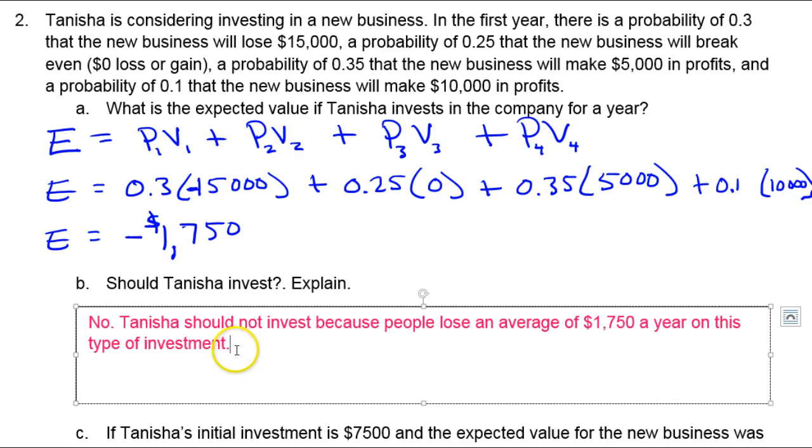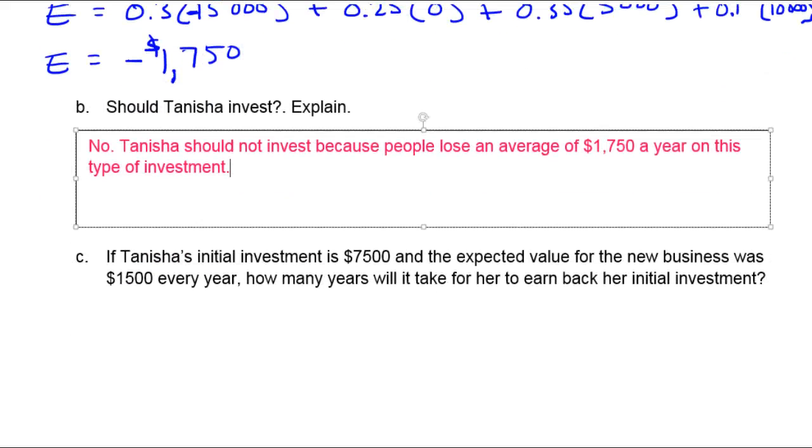Okay, so I've written it up just like that. No, Tanisha should not invest because people lose an average of $1,750 a year on this type of investment. Okay, what else do you want to know?